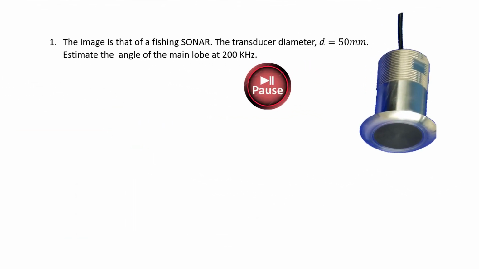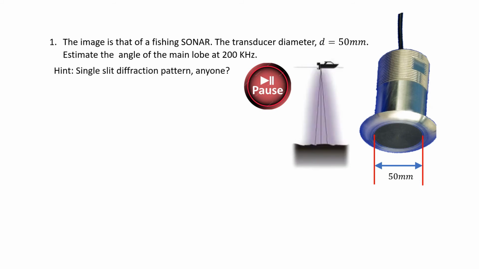Problem number 1. The image is that of a fishing sonar. The transducer diameter is D equal 50 millimeters. Estimate the angle of the main lobe at 200 kilohertz. There's a hint. Single slit diffraction pattern, anyone?